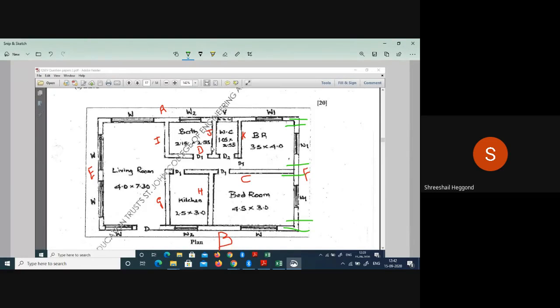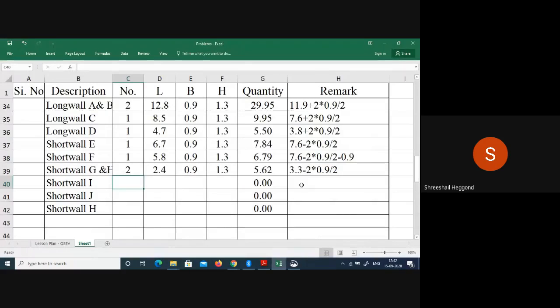That will be 3.25 center to center. Both the sides you have to deduct. That can be written as 3.25 minus 2 into 0.9 divided by 2. Number will be 1. Length will be 2.35, 0.9, 1.3.